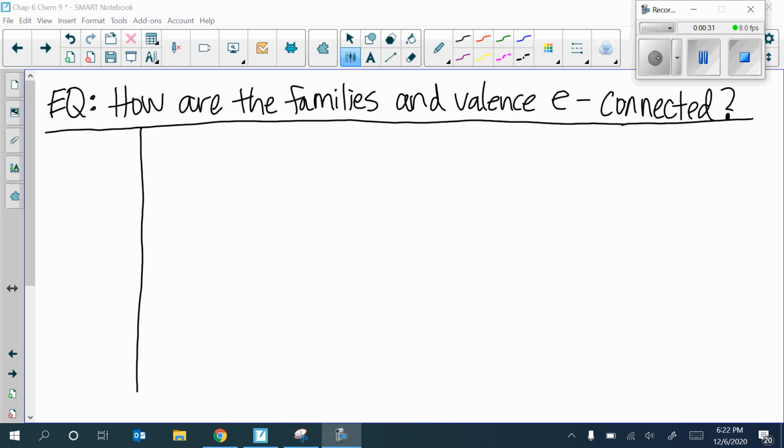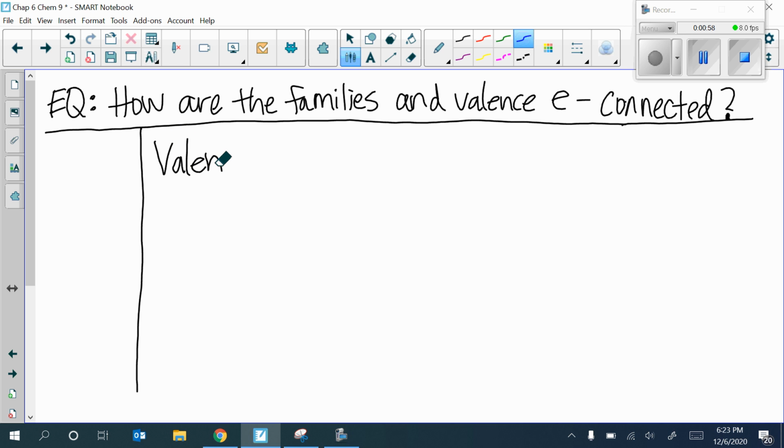So our essential question today is, how are the families and valence electrons connected? So make sure you put this in the next page open in your notebook. And the valence electrons are the electrons in the outermost energy level. Now, it's been a while since we've talked about a Bohr diagram, but that's what this is going to lead into. And we will take a look at that today. We'll revisit some of that.